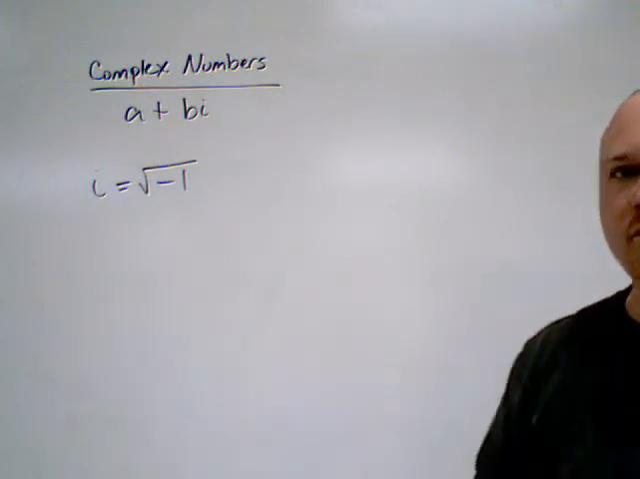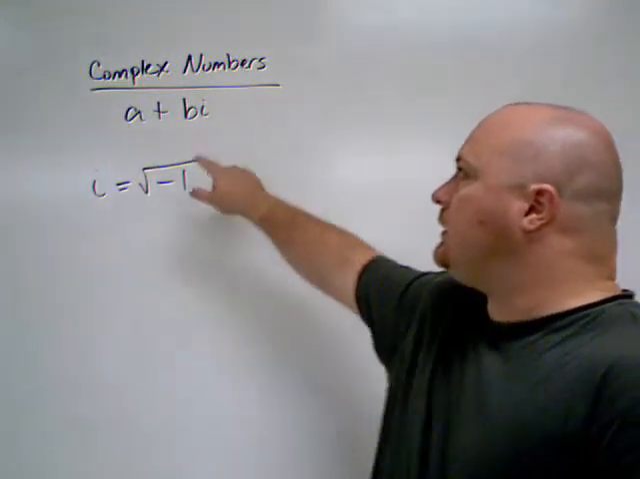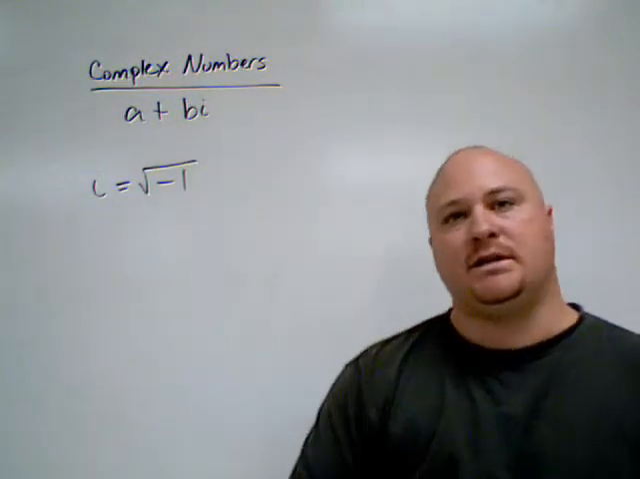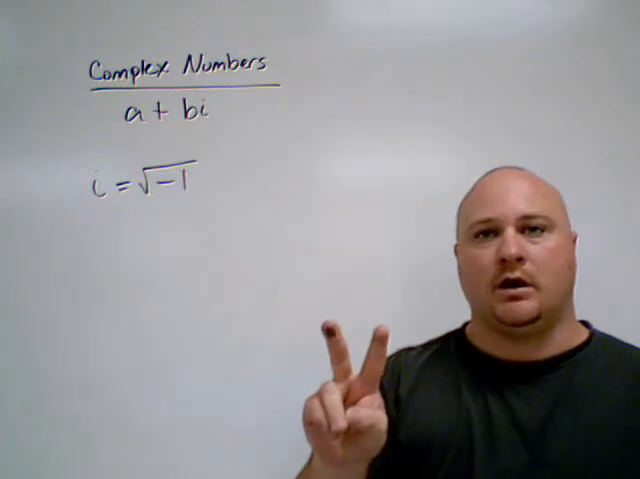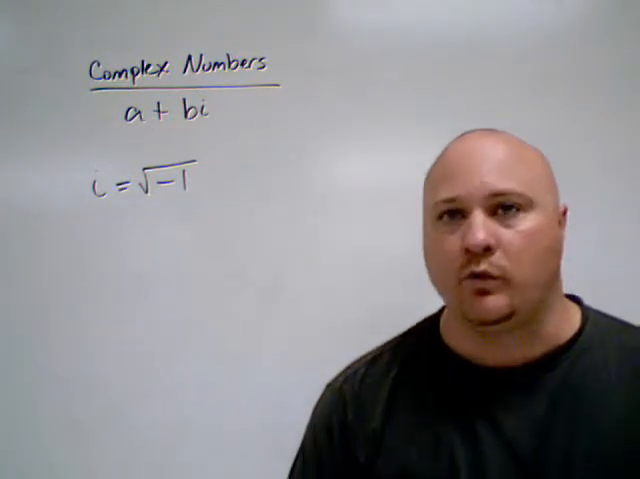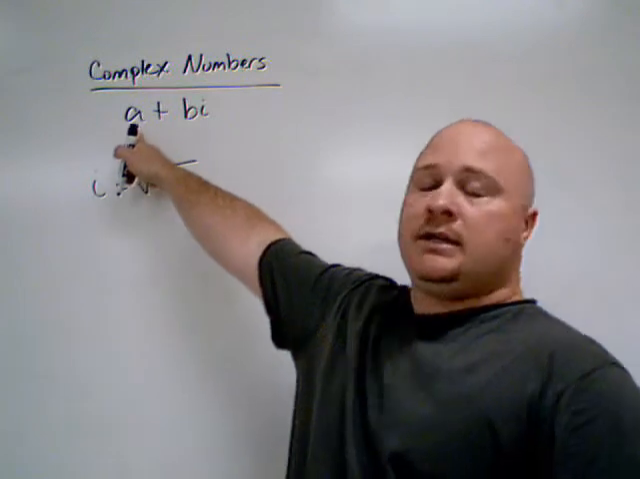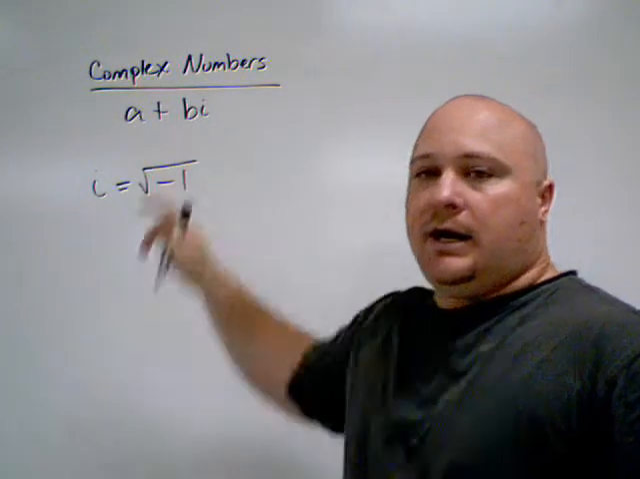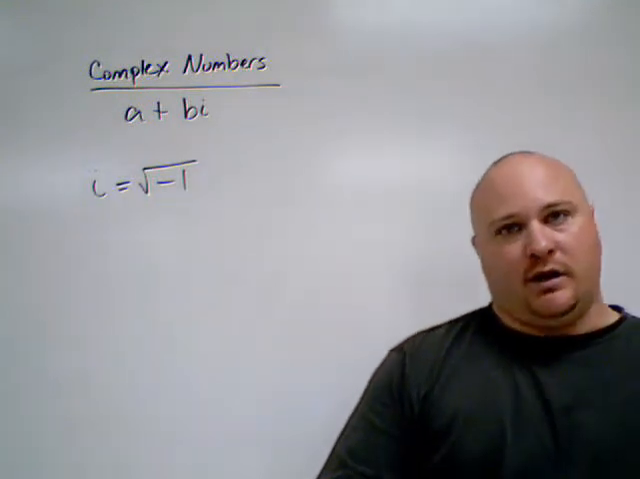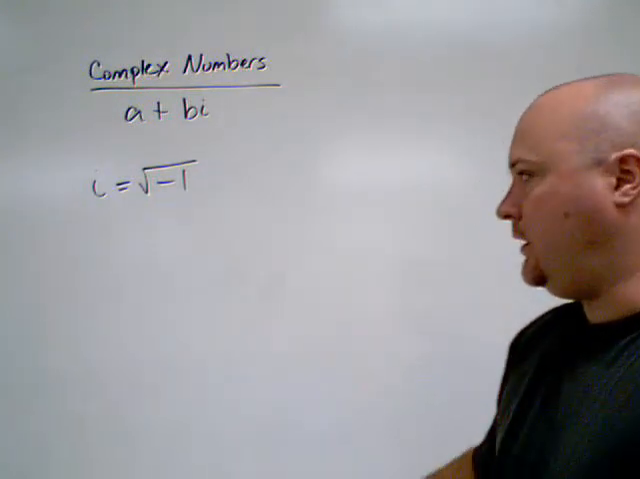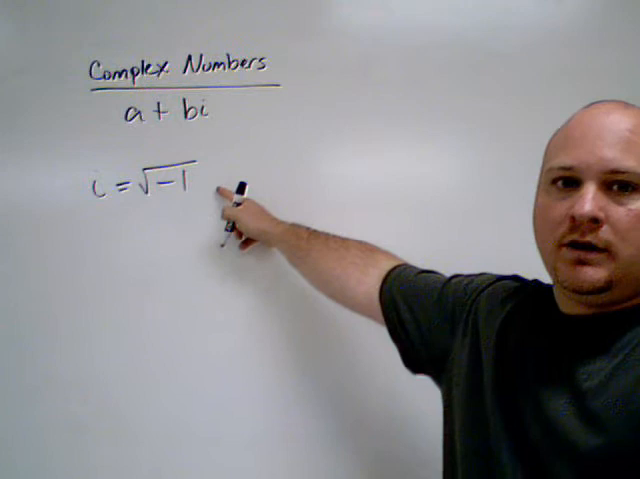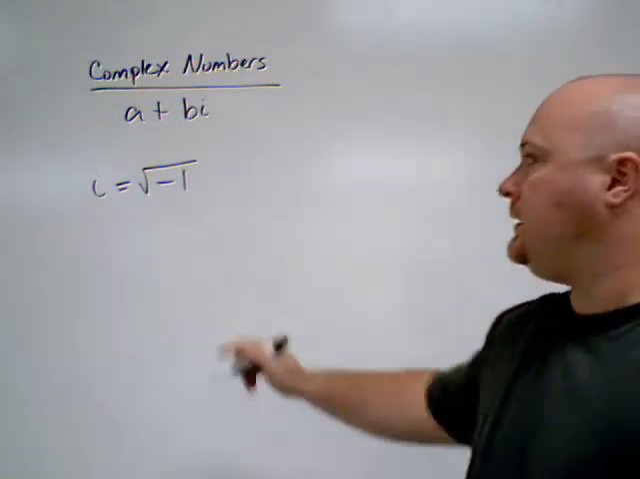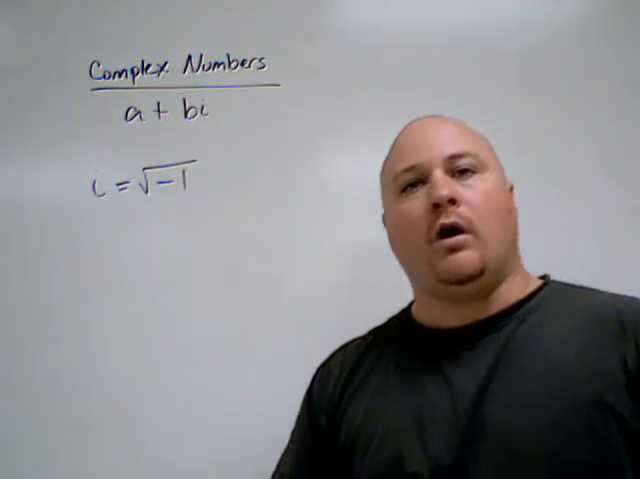Okay, the standard form for complex numbers is a plus bi. This means that complex numbers have two parts. Number one, they have a real part, which is a, and can be any real number at all. Bi represents an imaginary number. I is the imaginary number. It's right here. The definition of i is the square root of -1.